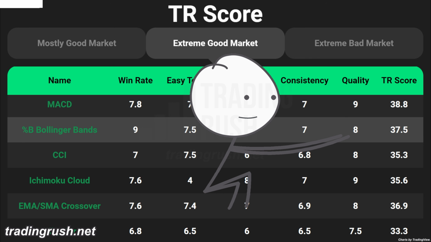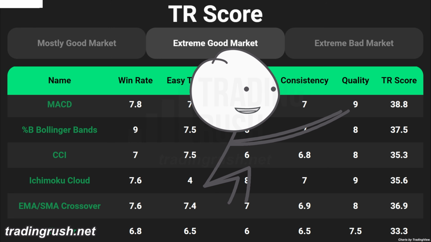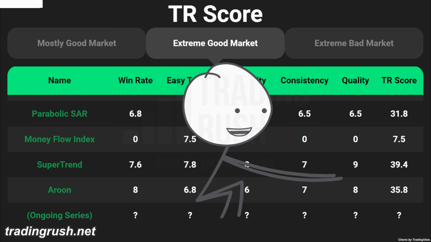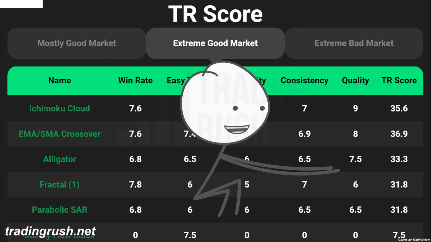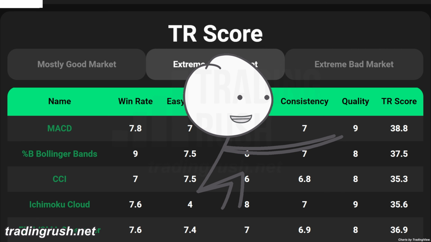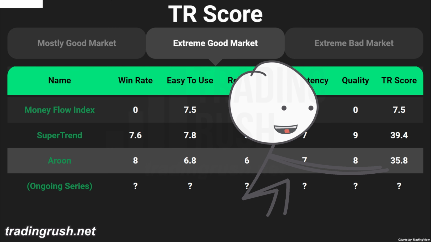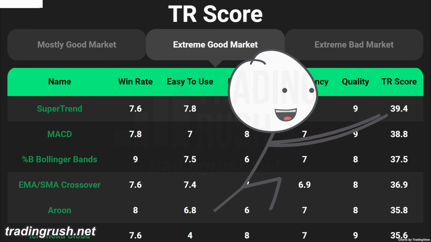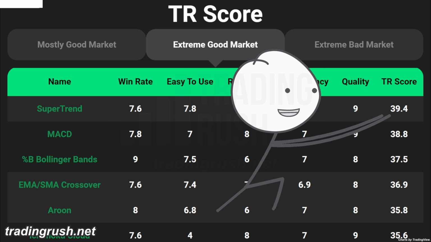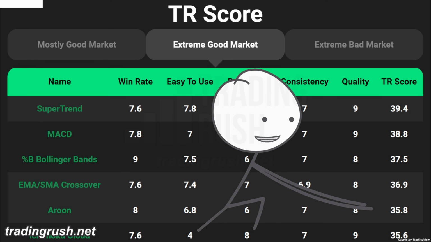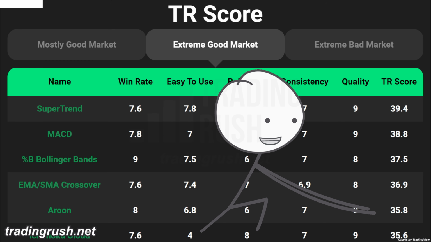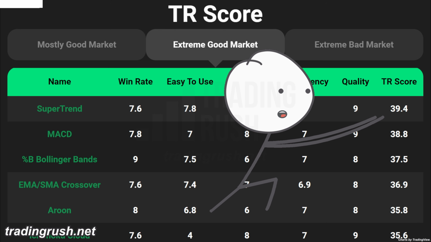The similar Bollinger Bands breakout strategy also had an 8 out of 10 score. The highest score we have seen in the quality of trades category is 9 out of 10, and it is mainly achieved by strategies that don't spam trades. That brings the total TR score of the Arun indicator in the extremely good market to 35.8. The highest score so far in the extremely good market is 39.4. So this 35.8 score the Arun strategy got is not that bad. There are 4 strategies that are better than this in the extremely good market so far.